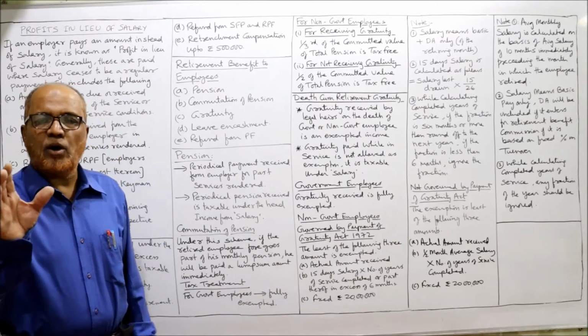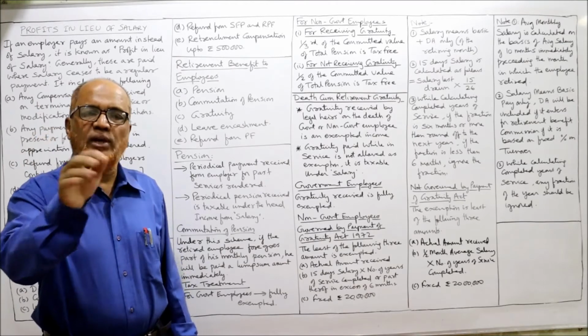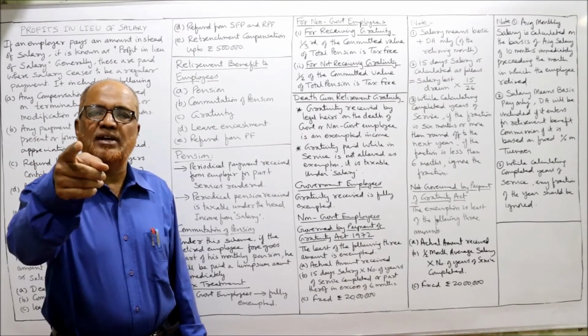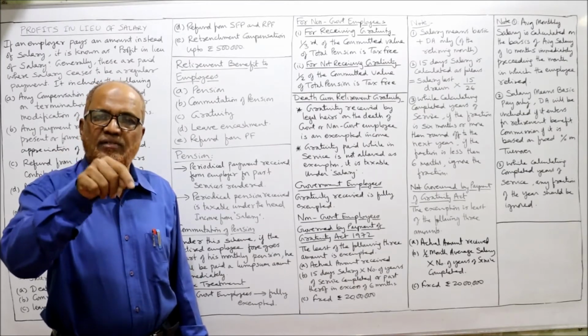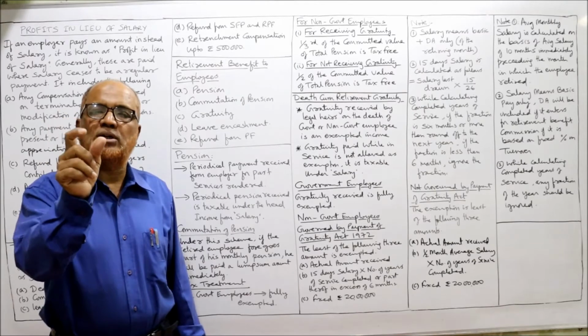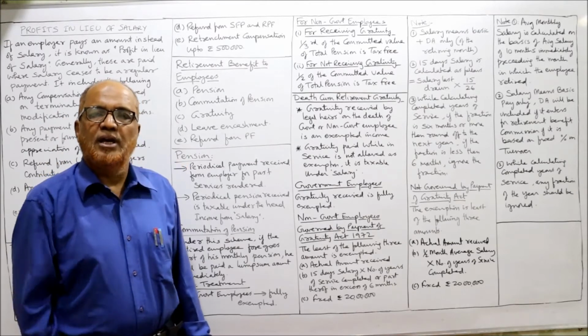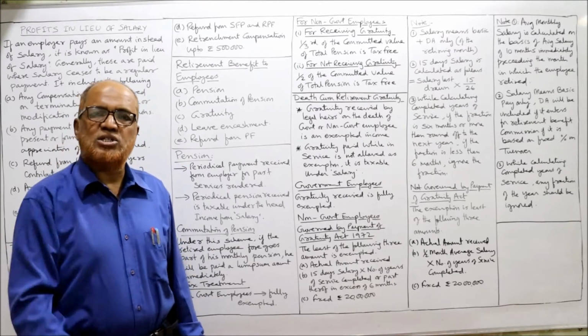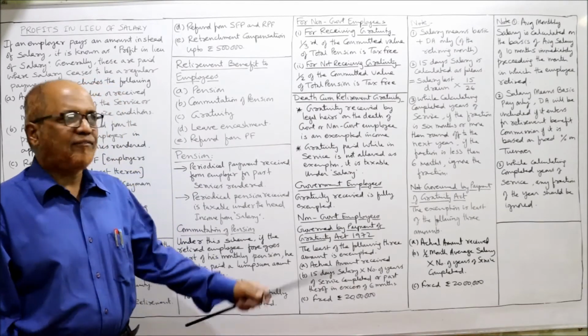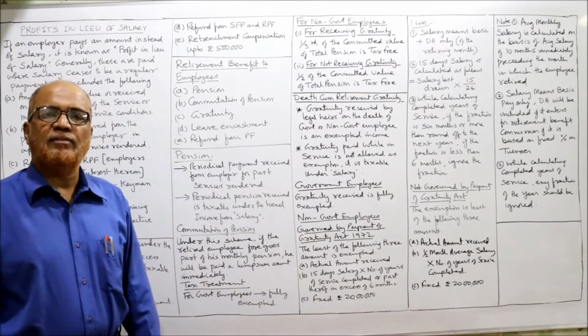For government employees, commuted pension is fully exempted. For non-government employees, we have to see whether he is receiving gratuity or not. If he is receiving gratuity and commuted pension both, then 1/3 of the total commuted pension is exempted. If he is not receiving gratuity, only commuted pension, then half of the total commuted value of pension is exempted.